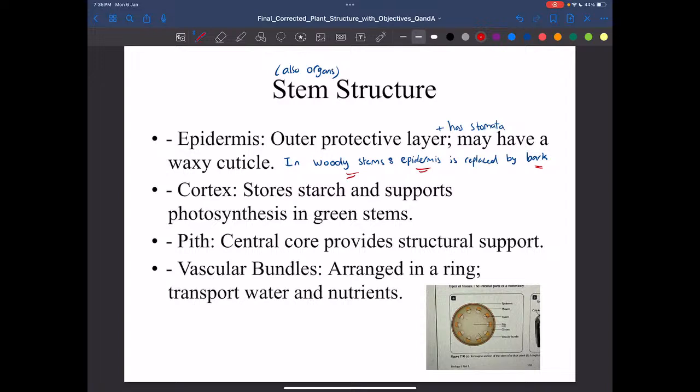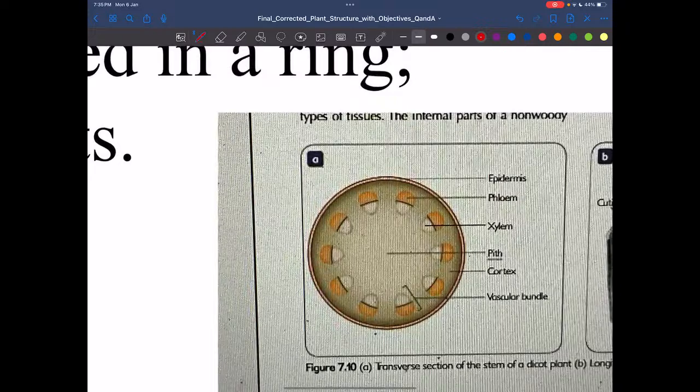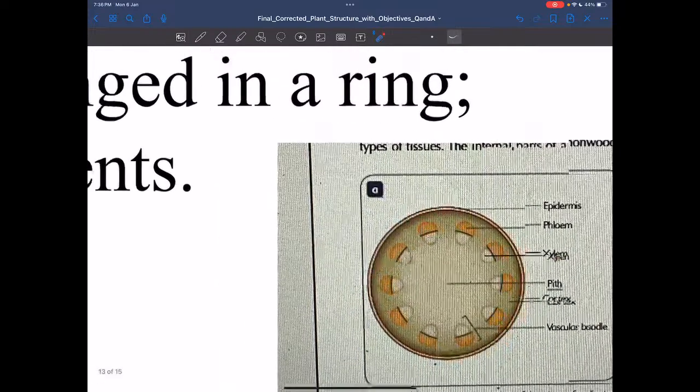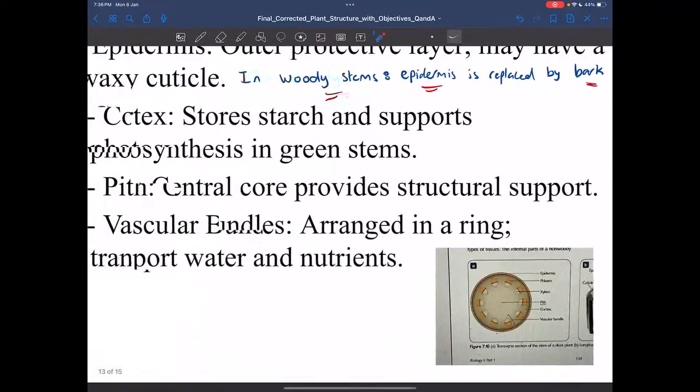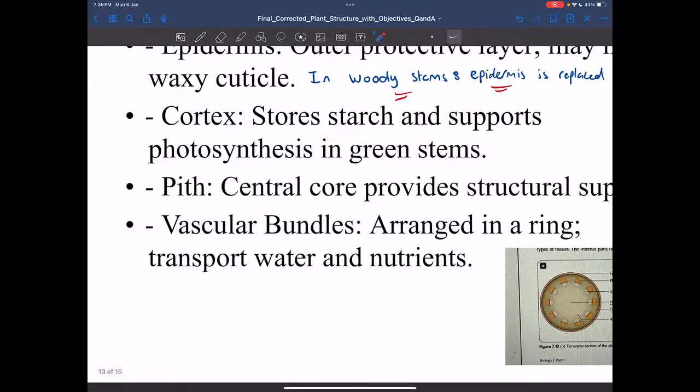Moving on, after the epidermis, we have the cortex, the pith, and the vascular bundles, as we can see here in the image. So you can see the epidermis is the outermost layer. Okay, and then we have the cortex. And what's the function of the cortex? Again, the cortex stores starch grains and supports photosynthesis in green stems. Okay, it's important to note in green stems.